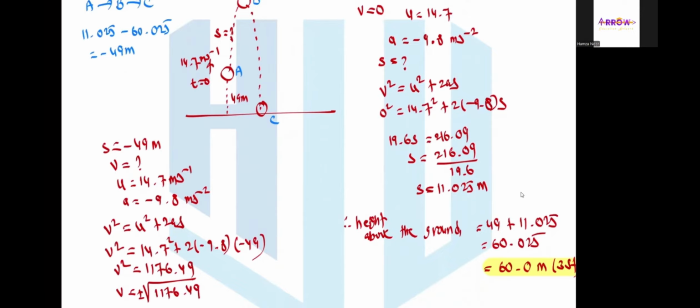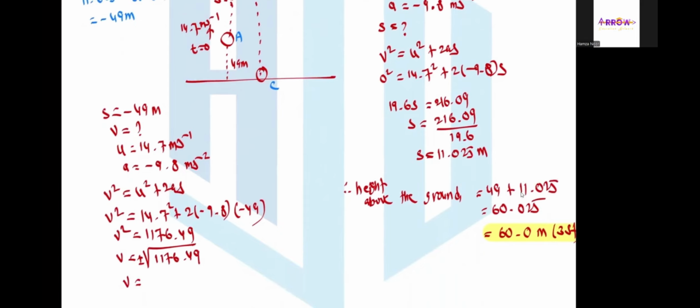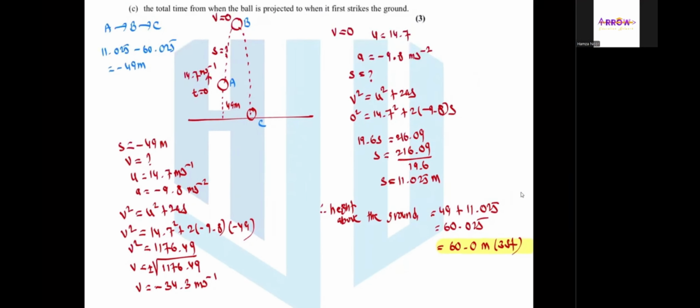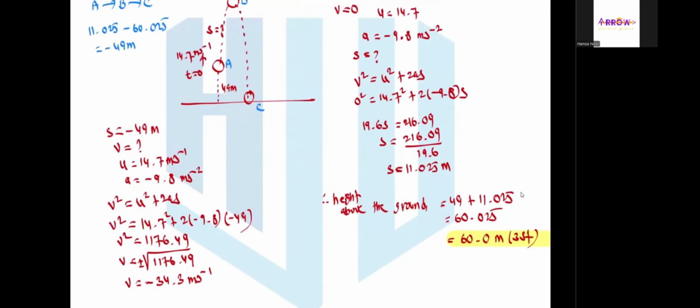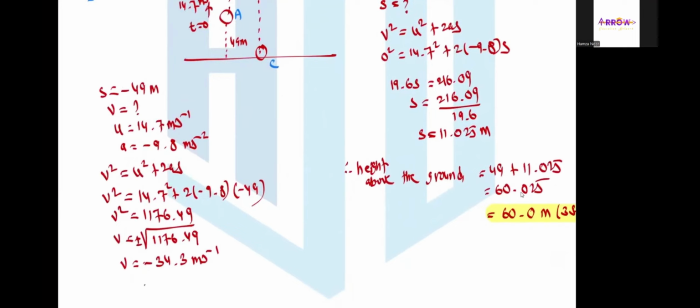Obviously, the value of velocity will be a negative value. So this is 34.3. So velocity is minus 34.3. But we are required to find the speed. So therefore, the speed is 34.3 meter per second. Therefore, the requirement, which is speed, is 34.3 meter per second.